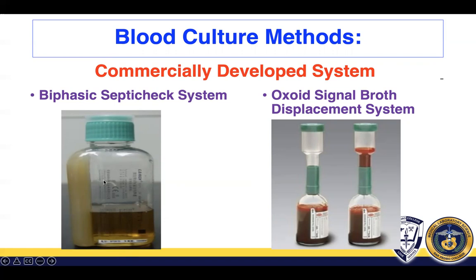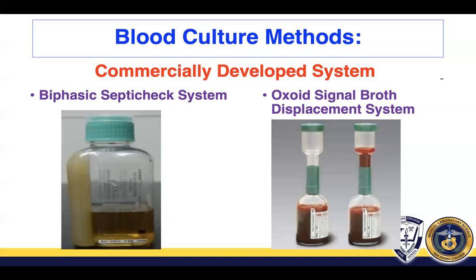Then we have the oxoid signal broth displacement system. So this one comes with a cylindrical signal device that's attached to the main bottle with a long needle, extending to the surface of the broth here. Can you still see it? Right? So it's also a closed system.